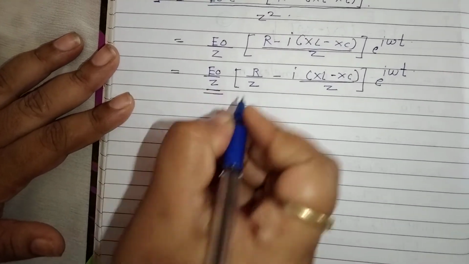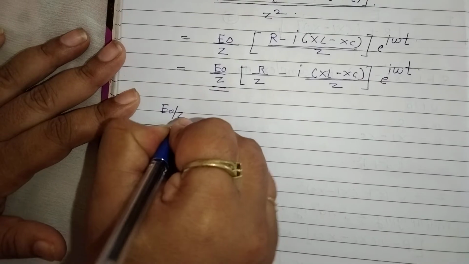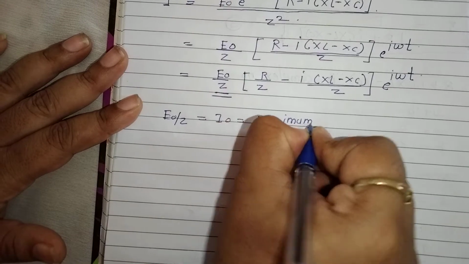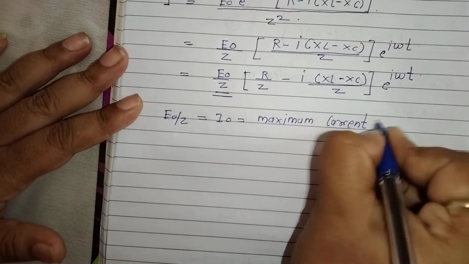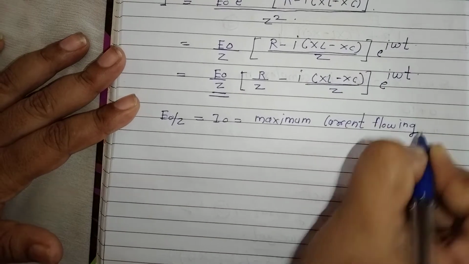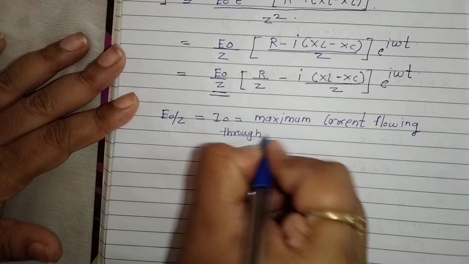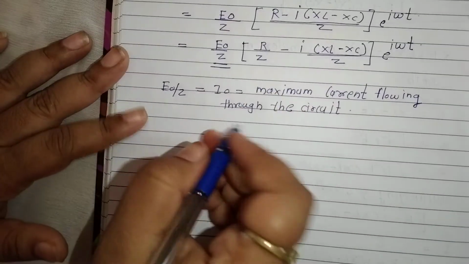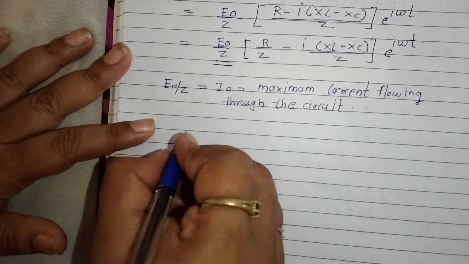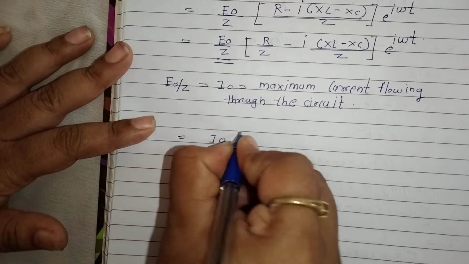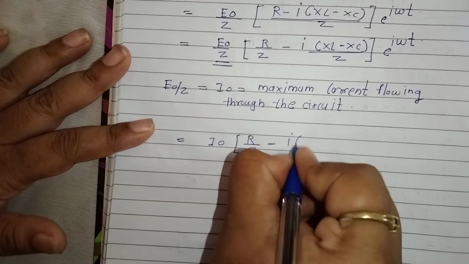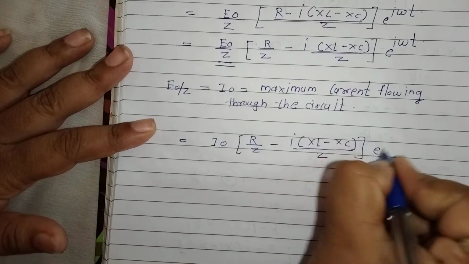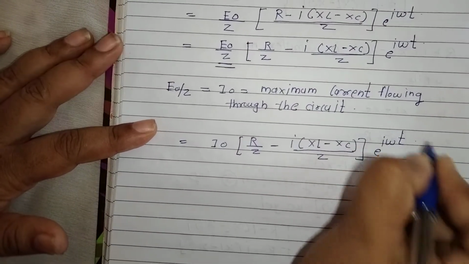E0 divided by Z is nothing but I0, which is the maximum current flowing through the circuit. So put this value, we get I0 times R by Z minus i(XL minus XC) divided by Z, into e raised to i omega t.